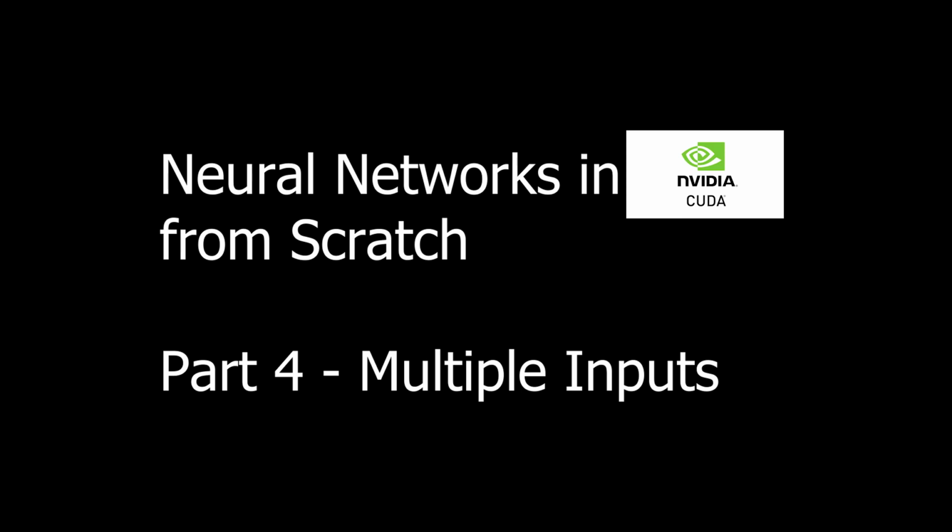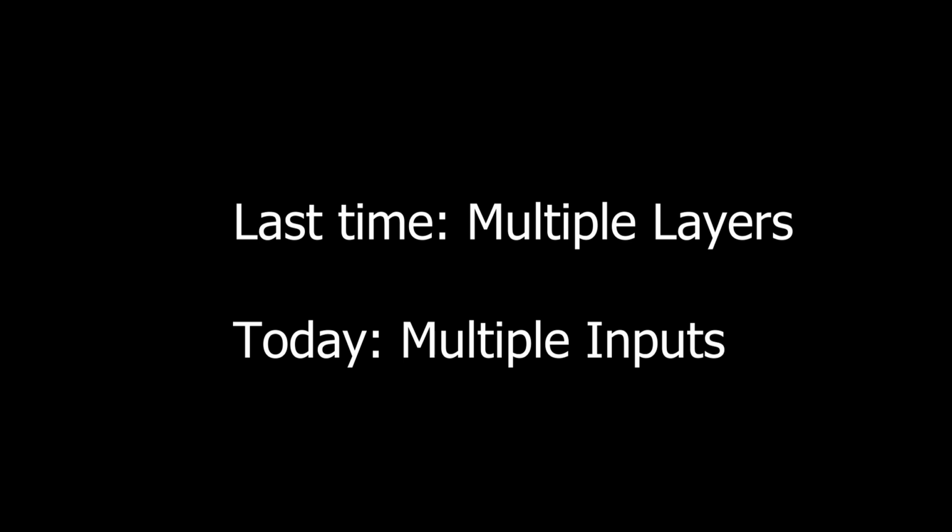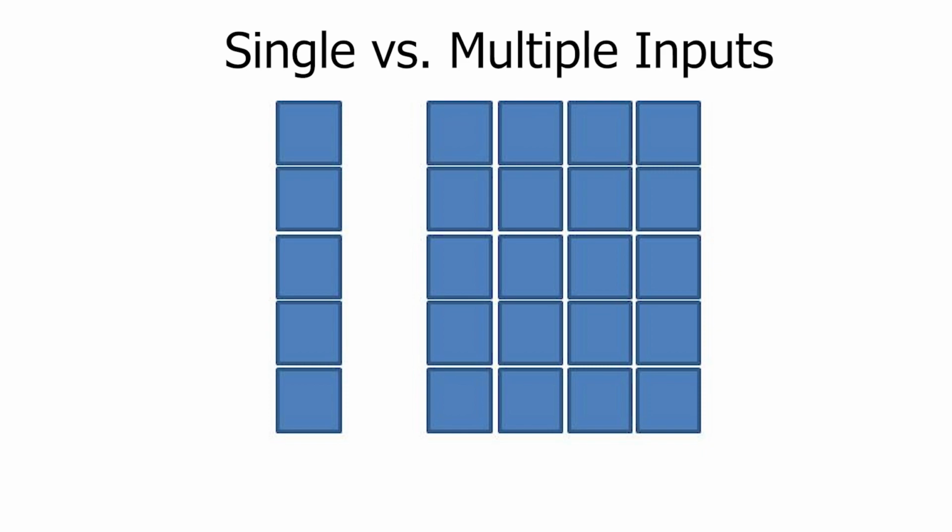Welcome to part 4 of neural networks in CUDA from scratch. Last time we implemented the feedforward method for multiple layers. However, one limiting factor is that right now we are only using a single input vector. A modern GPU can run thousands of threads at once, so we should make use of that opportunity and code our kernel so it passes multiple inputs through the neural network at once.